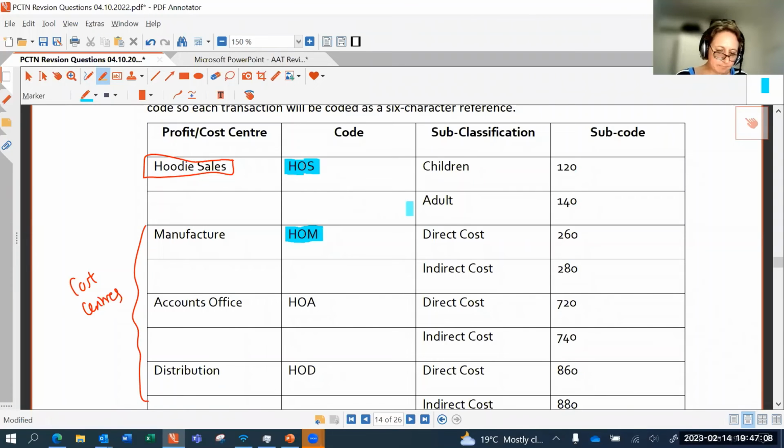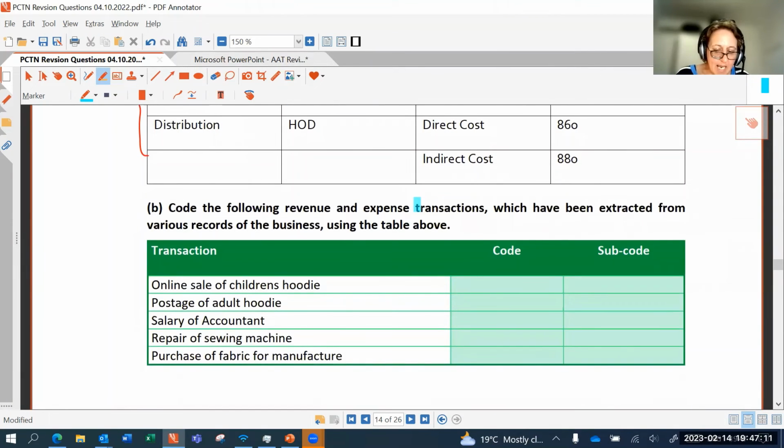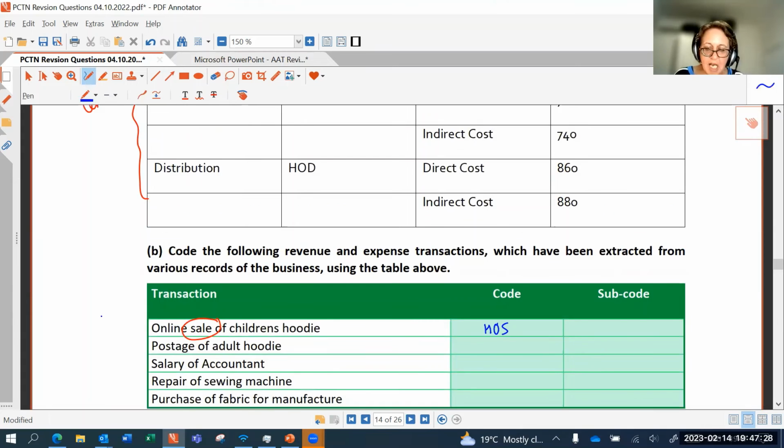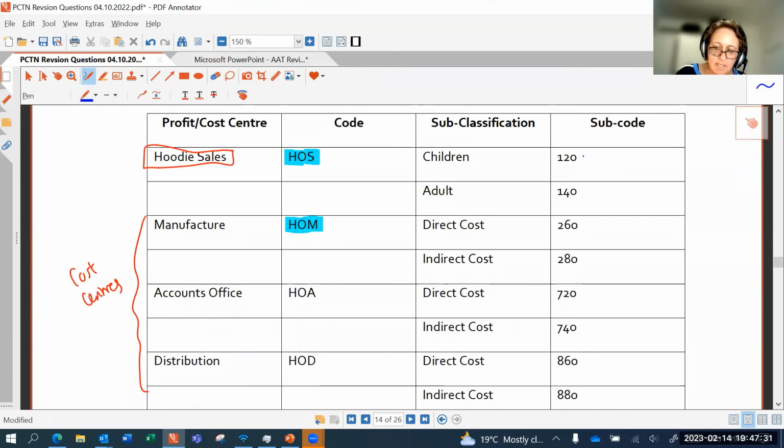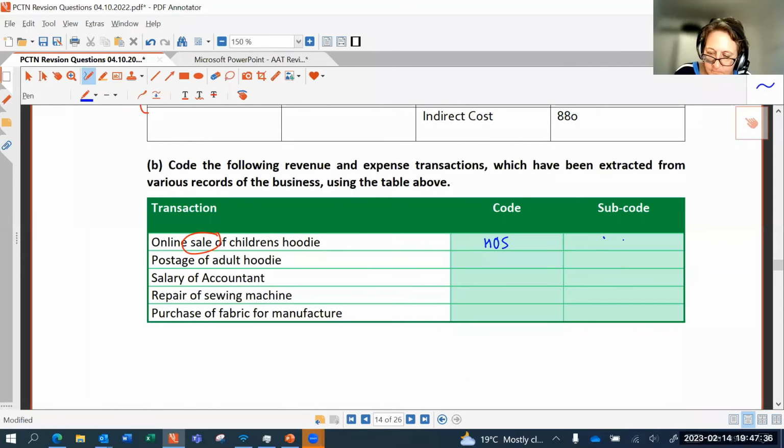Let's see. So, online sale of children's hoodies. I think I've got an answer for that as well. So the fact it is a sale. The fact we are making a sale. HO for hoodie, S for sale. It's a sales department and it's a child's hoodie. So would you agree? 120. So HOS, 120. Does everybody agree with that one? Yep, lovely.